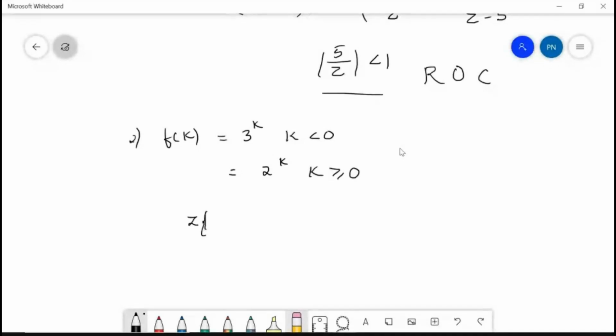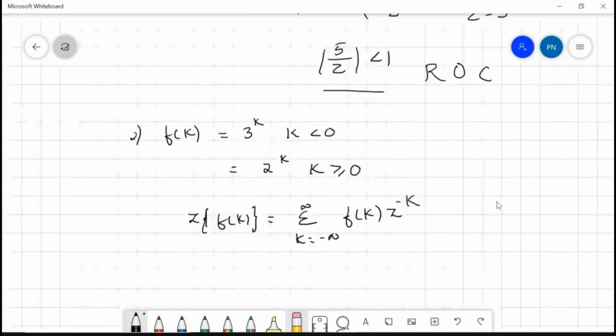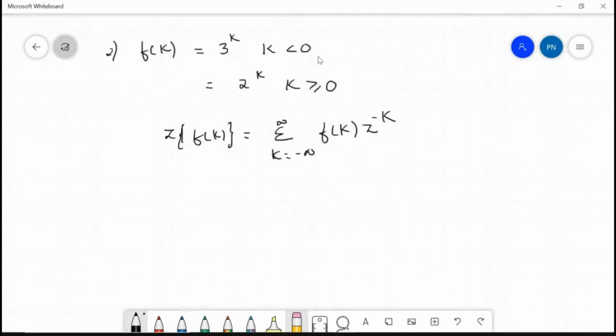Z of f of k is equal to summation k varying from minus infinity to plus infinity f of k z raised to minus k. Now k takes the values from minus to plus, but we have it in two intervals. So we have to split this. In the first one, k is less than 0, so we can write summation k varying from minus infinity to 0.